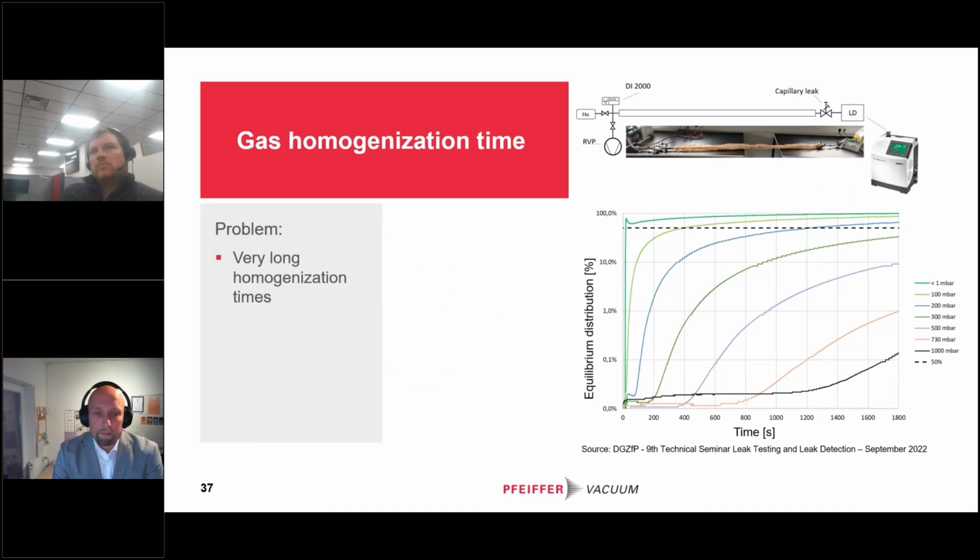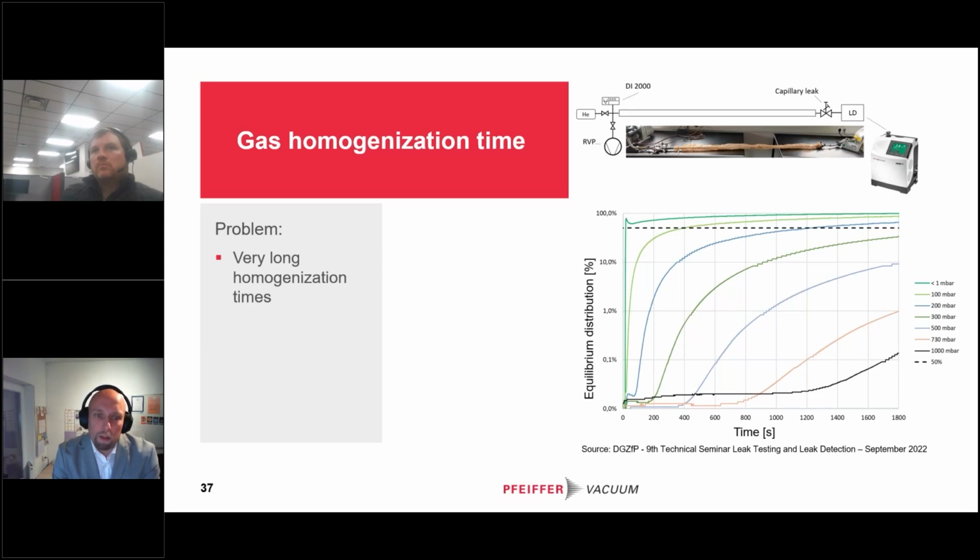In this year's technical seminar of the German Society of Non-Destructive Testing, a very interesting study was presented about gas homogenization time. For sure, the example chosen here was not a complex battery pack, but a 2-meter linear pipe, where on one side a vacuum pump first evacuates to a target pressure, then it is refilled with 100% helium to some tenths of a millibar overpressure. Now on the other side of this 2-meter pipe, a capillary leak will leak into a leak detector and the leak rate will be measured.